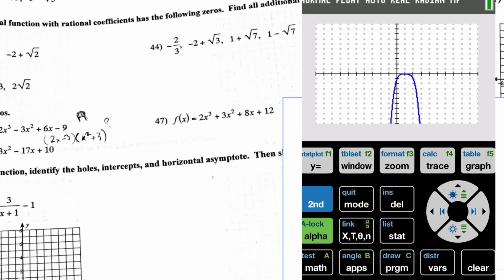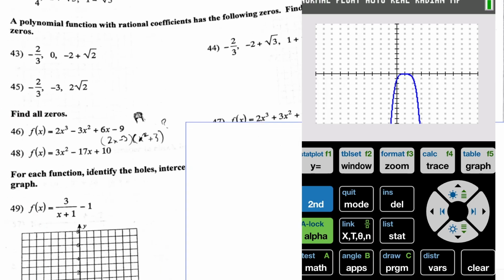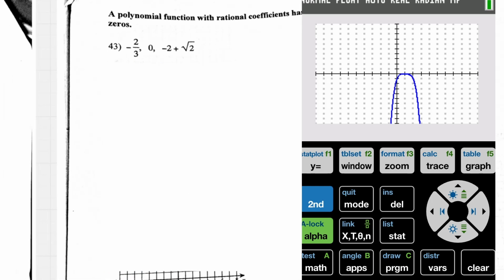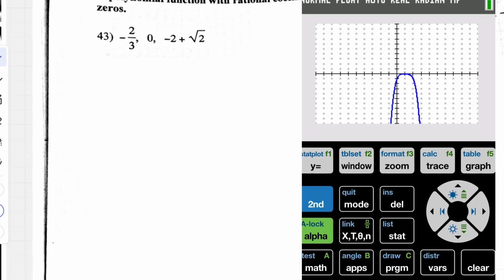Do one more of those ones. Which one should I do? Let's see. Do this one, 43. All right, so I need to convert these zeros into factors. So I'll do this one again. I'll use the nicer version.